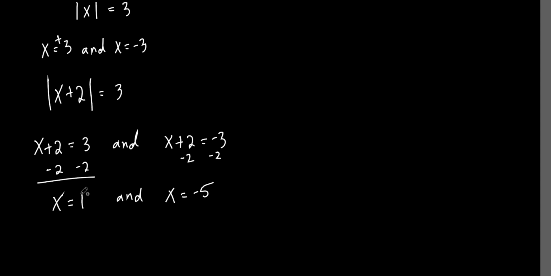Let's put in the 1 and see if it works. 1 plus 2 is 3. Absolute value of 3 is 3. Does that work? Yeah, it works. Let's put that negative 5 in there. That's kind of weird. Put a negative 5 in for this. What's negative 5 plus 2? It's negative 3. But what's the absolute value of negative 3? It's 3. So does negative 5 actually work? It does, doesn't it? Everybody see that?